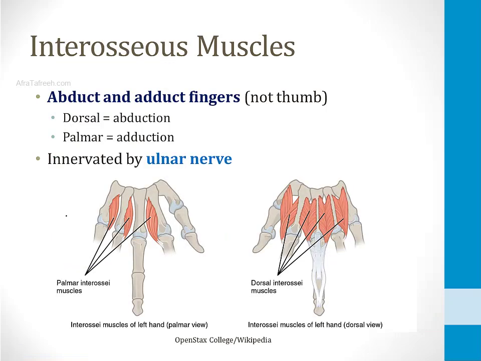The interosseous muscles are found between the bones of the fingers. That's why they're called interosseous. They're responsible for abduction and adduction of the fingers, but not the thumb. The thumb is moved by the thenar muscles that we talked about earlier. There are interosseous muscles on the palmar side of the hand and the dorsal side of the hand. The dorsal interosseous muscles are what perform abduction, and the palmar interosseous muscles are what perform adduction of the digits. And these muscles are all innervated by the ulnar nerve.